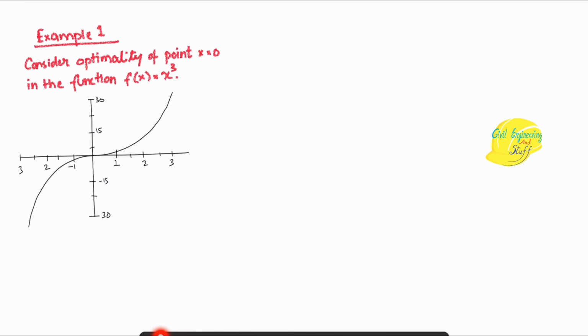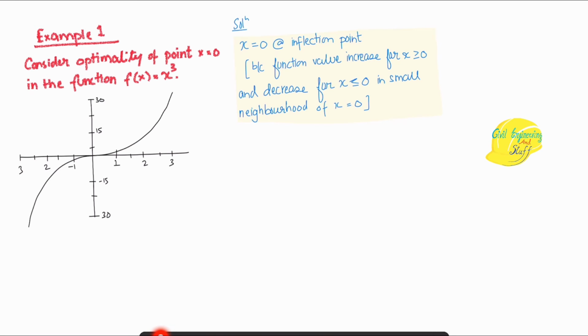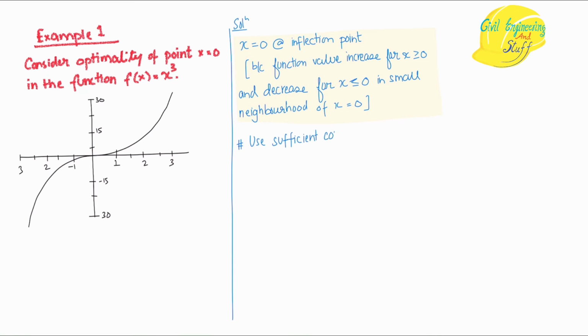Okay, again, let us continue with that example. Now we will prove that this is the point of inflection using the sufficient condition. We have seen that as the value of x star increases, the function increases, right? Or if we take a negative value, the function decreases, right? So it's a point of inflection. So using the sufficient condition, we will prove this.